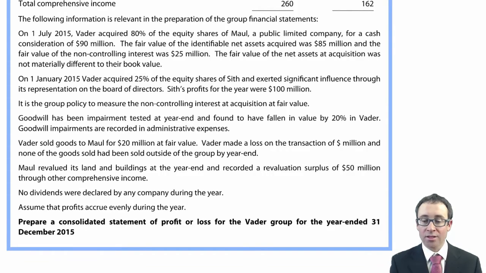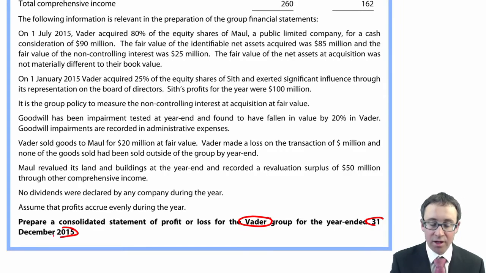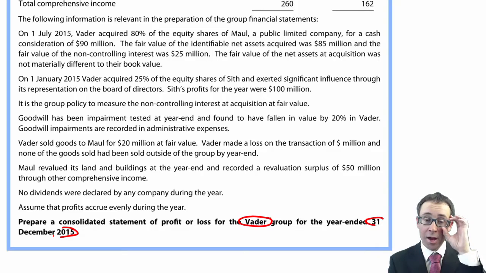So we need your consolidated statement of profit or loss and presumably other comprehensive income for the Vader group. So Vader must be the parent, and the year ended is the 31st of December 2015. So I know who the parent is. I know the year end. Let's look at the additional information. So there's a lot there, isn't there?